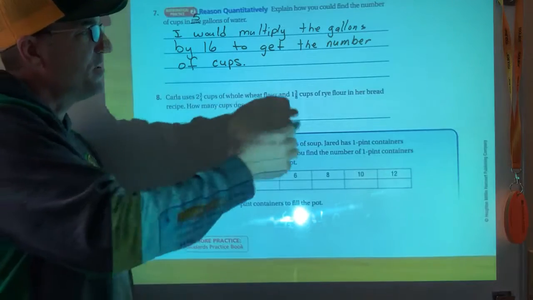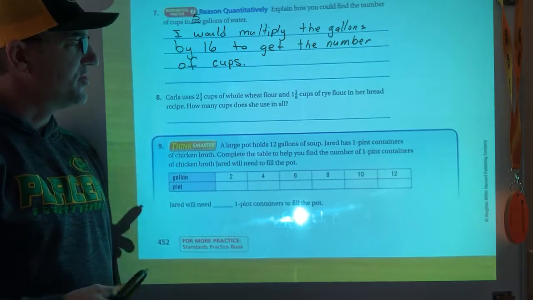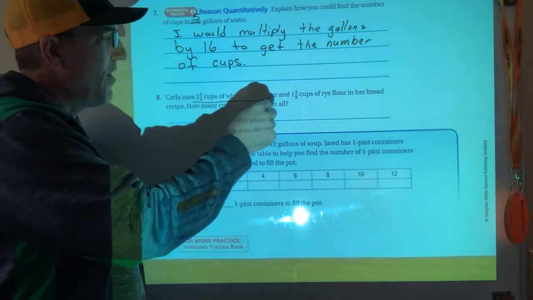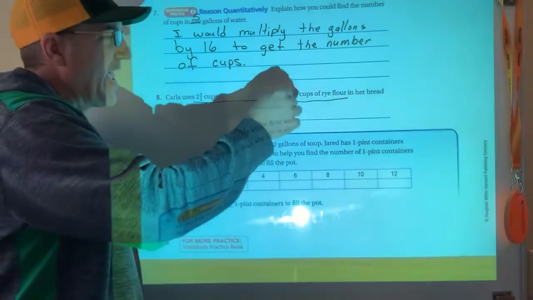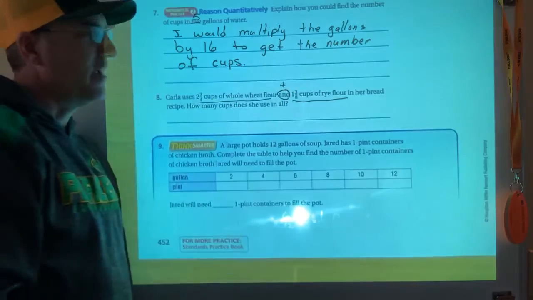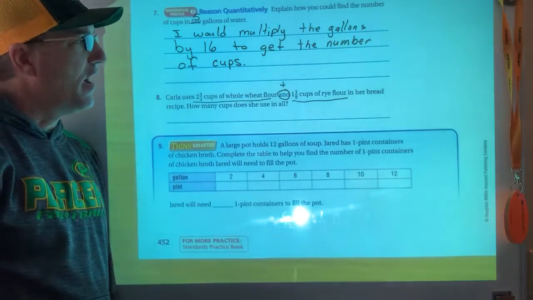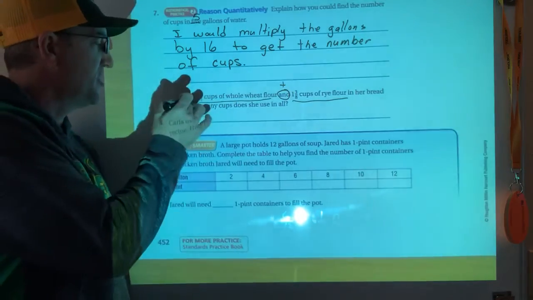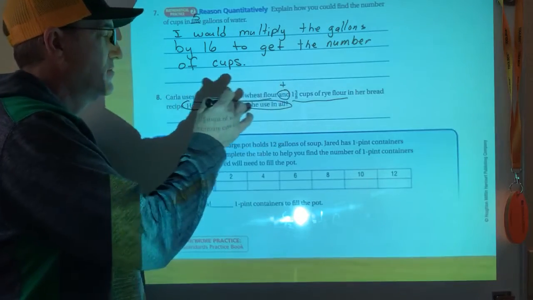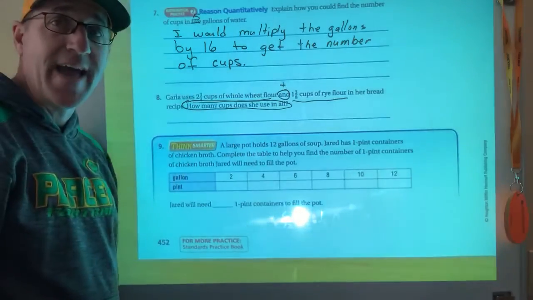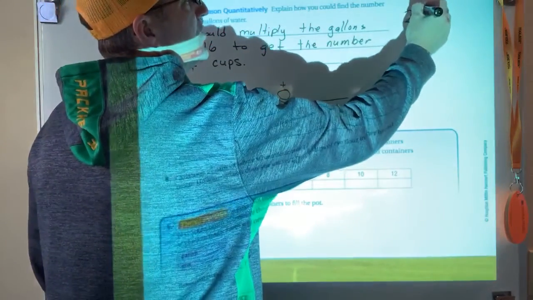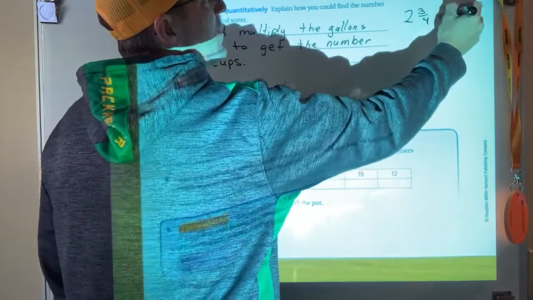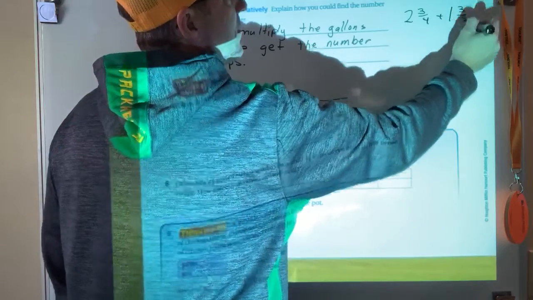All right. Here's a bit of review. Carly uses 2 3/4 cups of whole wheat flour and 1 3/8 cups of rye flour. What does the word "and" mean? Right, that means to add. In her bread recipe, how many cups does she use in all? Okie dokes. So we're gonna add these. I'm gonna write it over here. 2 3/4 plus 1 3/8.